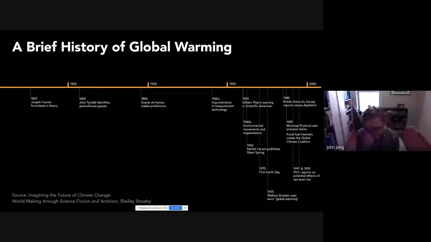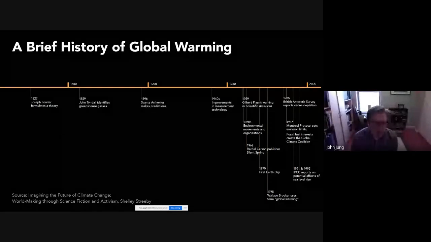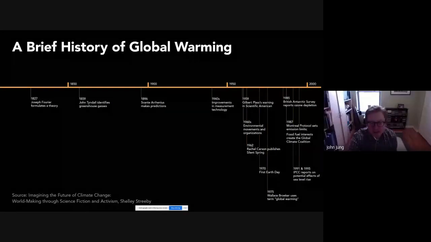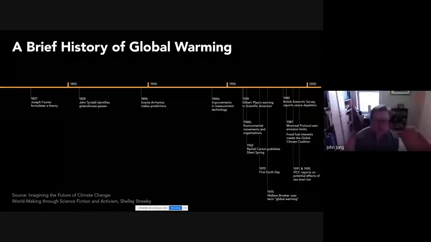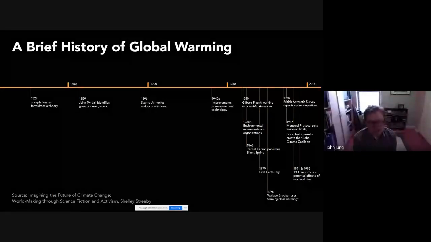So in 1827, we have the mathematician Joseph Fourier, who formulated what we now call the theory of the greenhouse effect. In 1859, John Tyndall identified greenhouse gases. And in 1896, we had predictions of how much the climate would change based on changing concentrations of atmospheric carbon. In the 1940s, the technology for measuring CO2 improved dramatically.